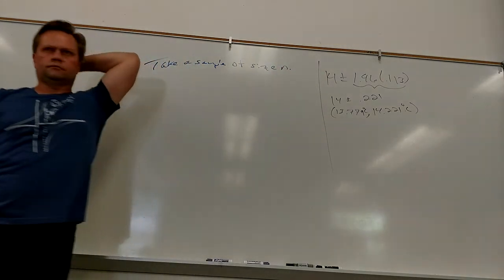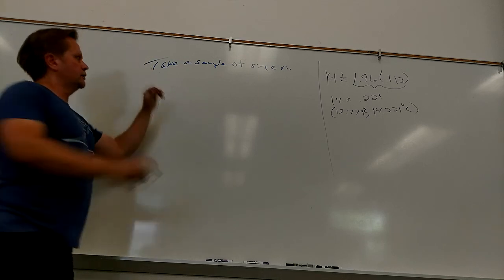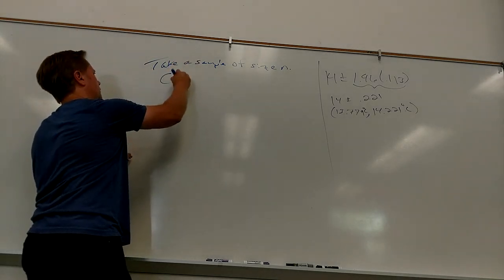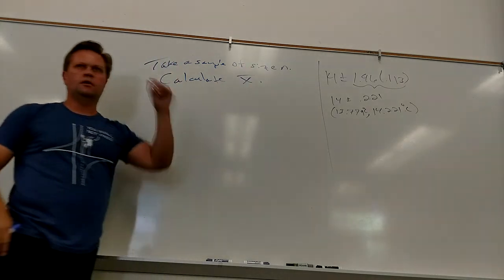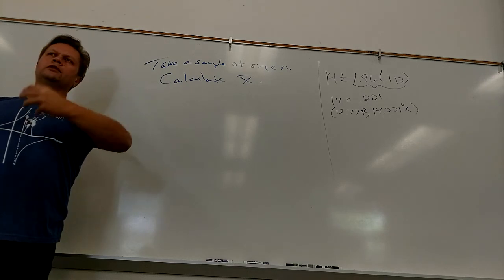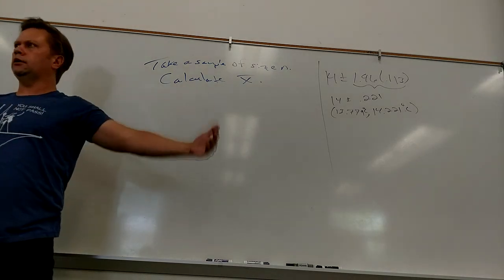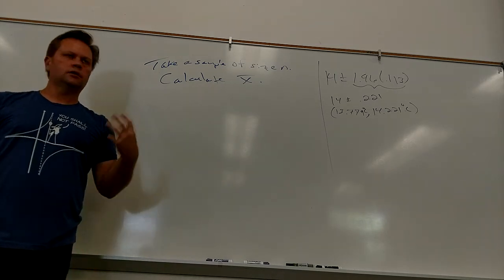size n, and I calculate my x bar from that, I want to figure out, is there a way I can get a feel for what the actual population mean is? Now, it feels like there's no way, but there is.